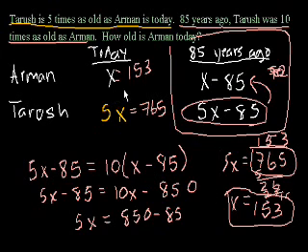If you say Arman is 153 and Tarush is 765, then 85 years ago Arman would have been 68 and Tarush would have been 680, and notice that's 10 times. So it worked out. So we're ready to tackle another problem, and we'll do one more problem.